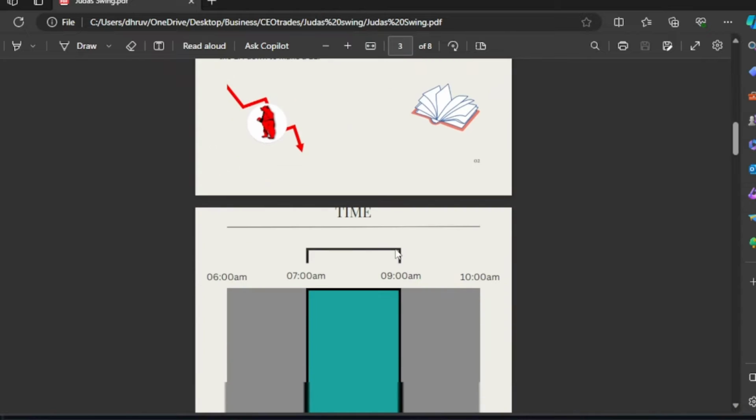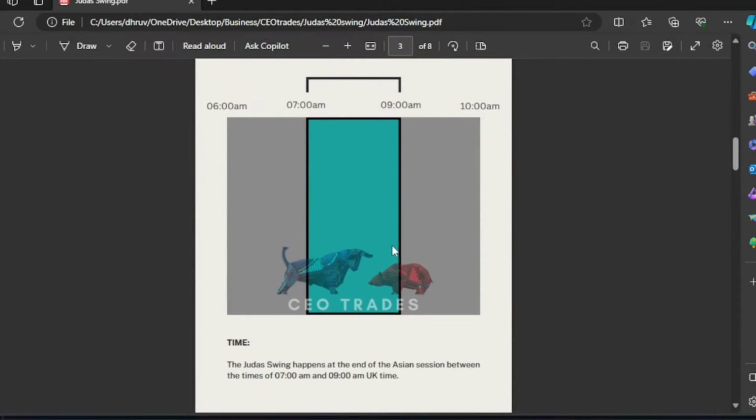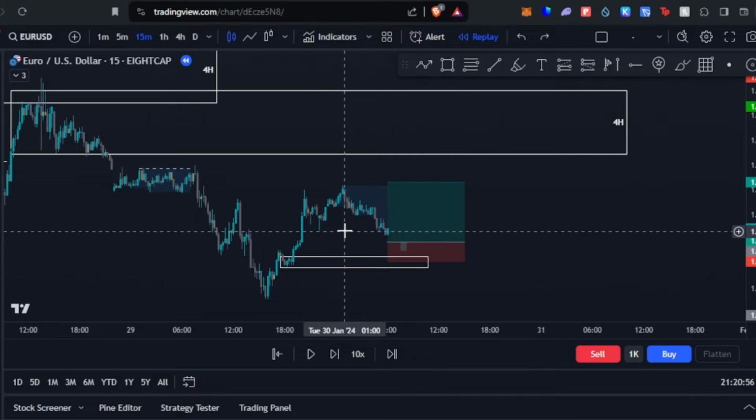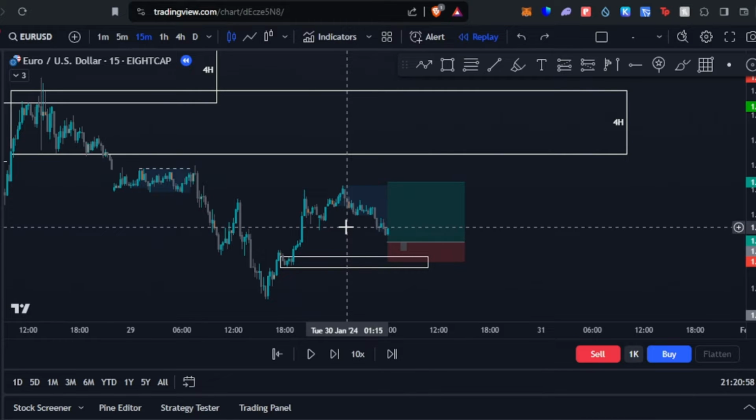Now that we've identified our directional bias, we move on to the next step, which is understanding that the Judas swing happens between 7 and 9 a.m. UK time. Now, let me just clarify something. When it says between 7 and 9 a.m. UK time, what this means is that this is the time window where we want to see a sweep of either the high or the low of the Asia session.